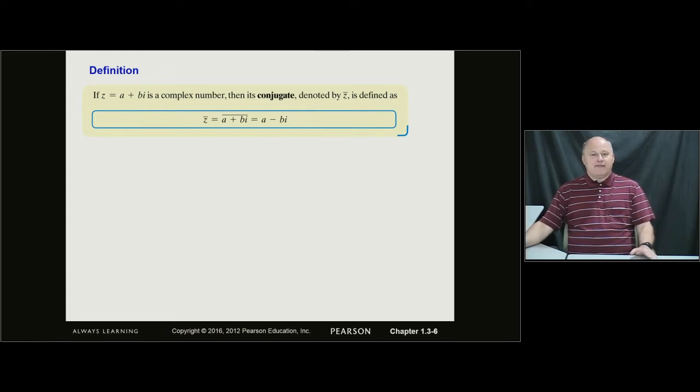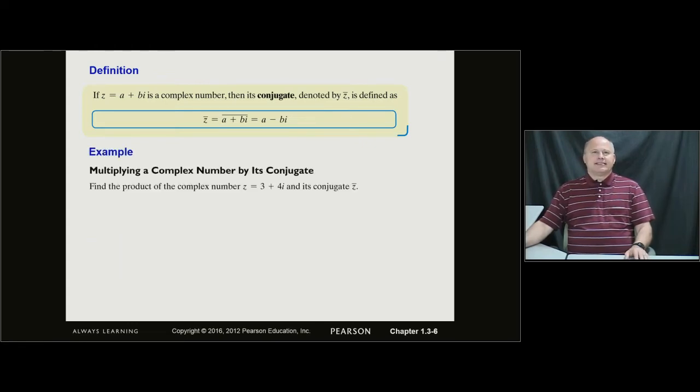So for example, if you have 5 plus 3i, the opposite is negative 5 minus 3i. Whereas the conjugate is only 5 minus 3i. It's only the opposite of the second term, the imaginary part. So taking the opposite is taking the opposite of the real part and the imaginary part. Whereas the conjugate is only the opposite of the imaginary part. The real part stays the same. So that's the difference. It's a big difference between those two.